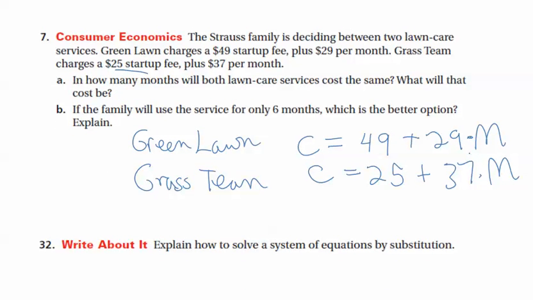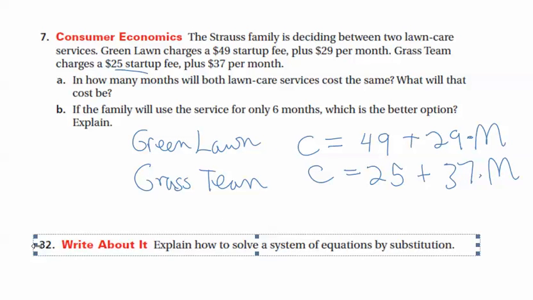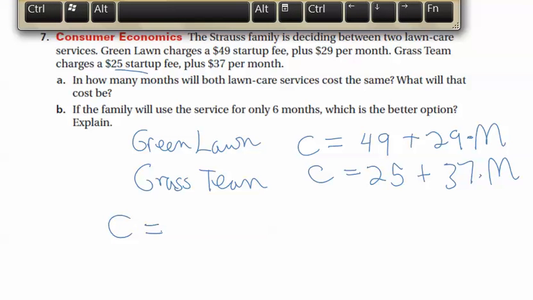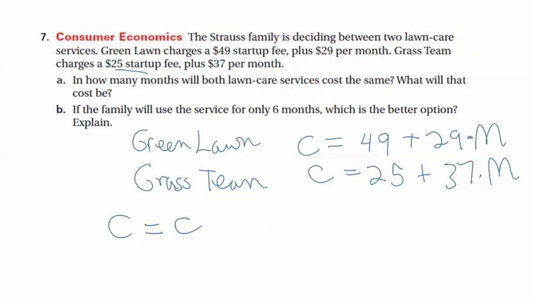So first of all, when it says in how many months will both lawn care services cost the same, what they're asking is, when does the cost of Green Lawn equal the cost of Grass Team? So I'm going to write C equals C. When does C equal C?